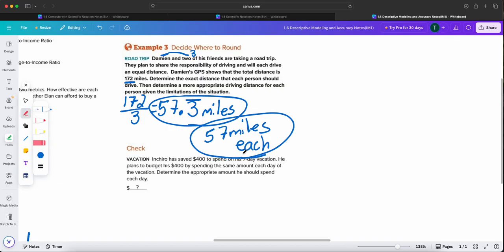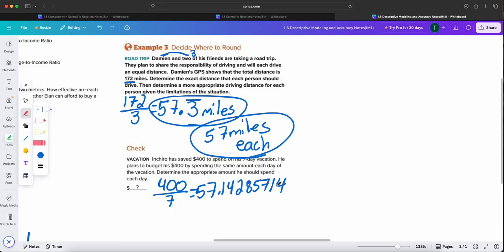So here, we'll go ahead and do this one. So we have that they have saved $400 to spend on a 7-day vacation. He plans to budget his $400 by spending the same amount each day of the vacation. Determine the appropriate amount he should spend each day. So we have $400, and we're doing this for 7 days. So we divide by 7, and that gets me 57.14285714. So that's the exact.